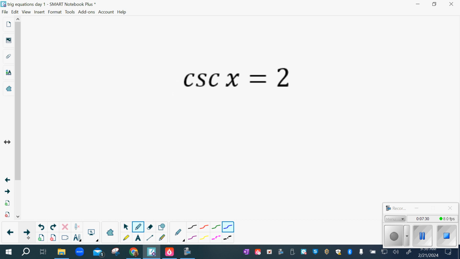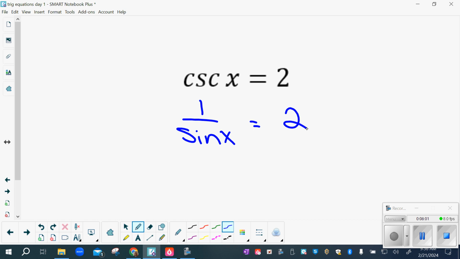Okay. Ooh, a tricky one. Now, our unit circle does not have cosecant on it. So let's rewrite cosecant as sine. How would I do that? 1 over sine x, right? You are totally almost there. Does everyone agree with what I just did there? Yeah? No one's looking at me like, what?